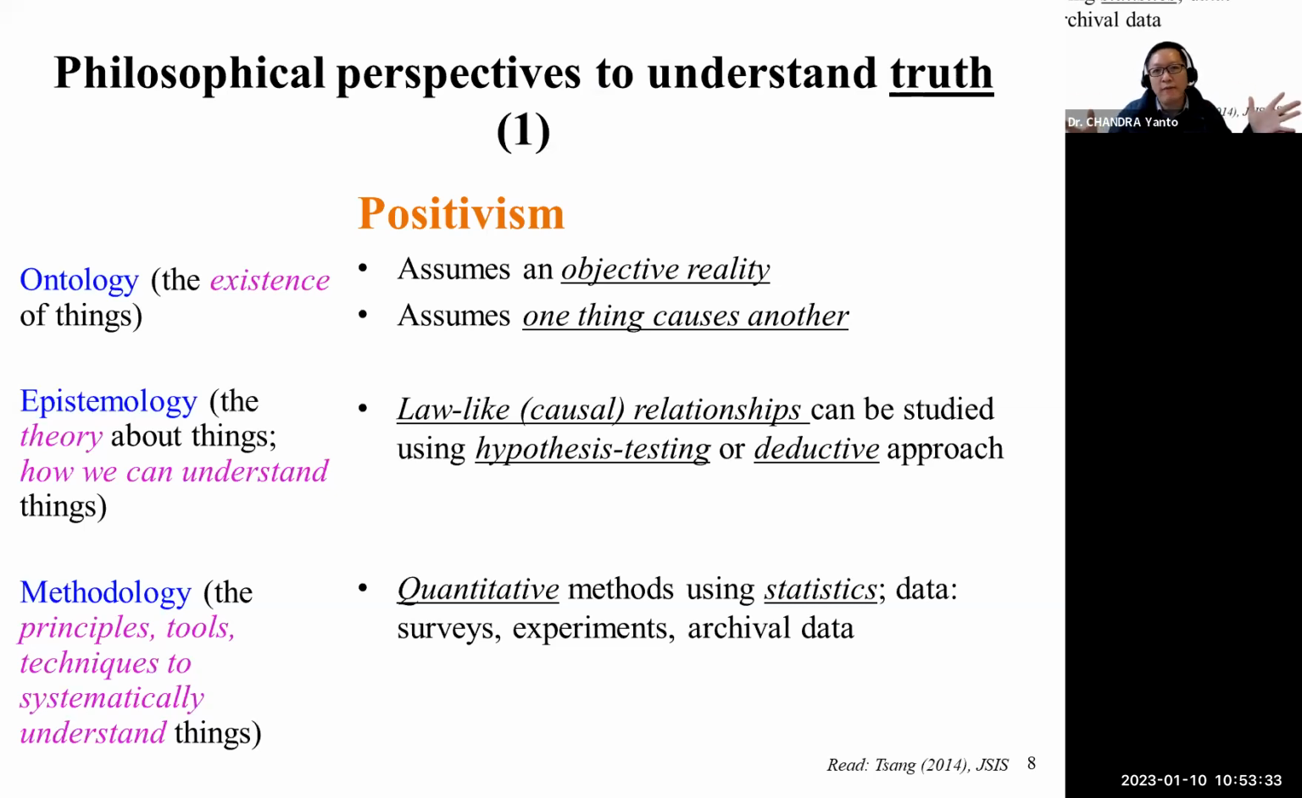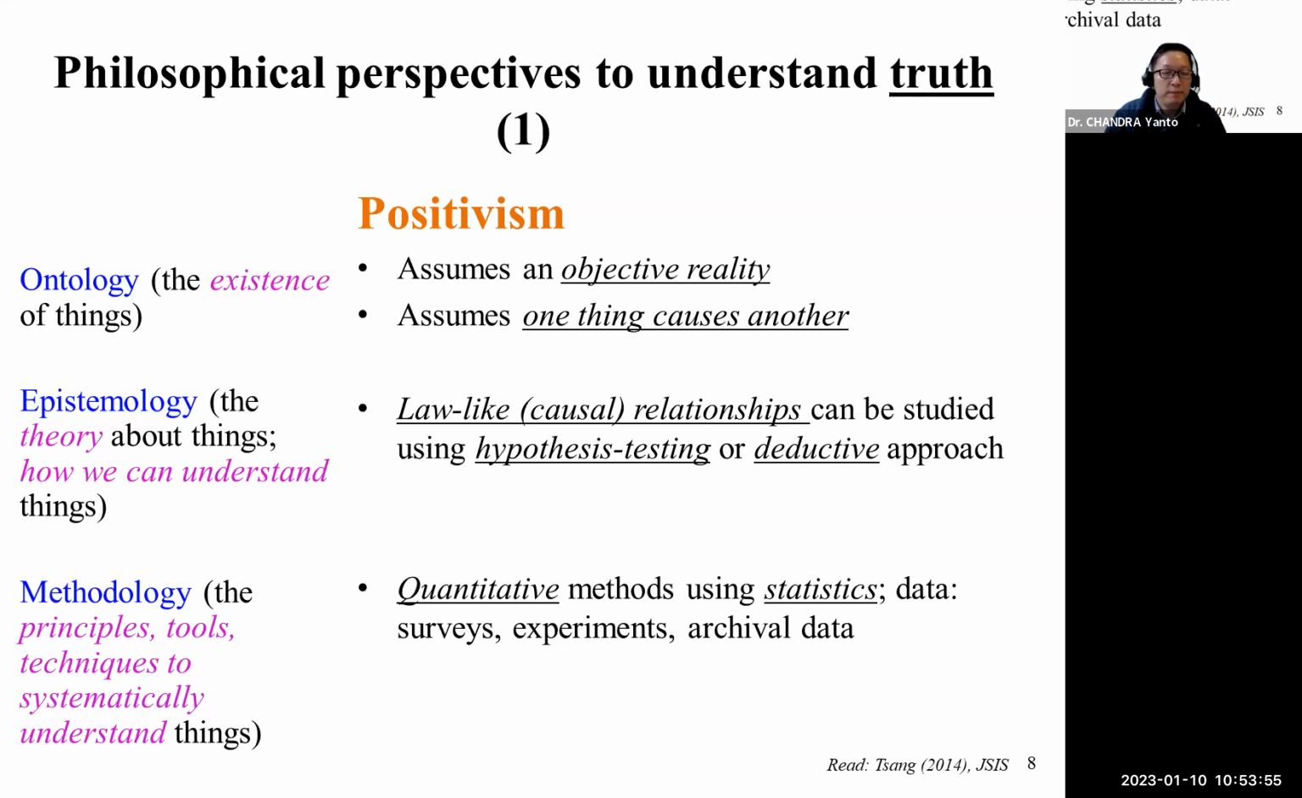Now, the next part is about philosophy. This is the part of the philosophy of sciences that I talked about early on. So you need some philosophical understanding to know about the truth, right? Now, there are 3 types of philosophical perspectives to truth. The first one is called positivism.